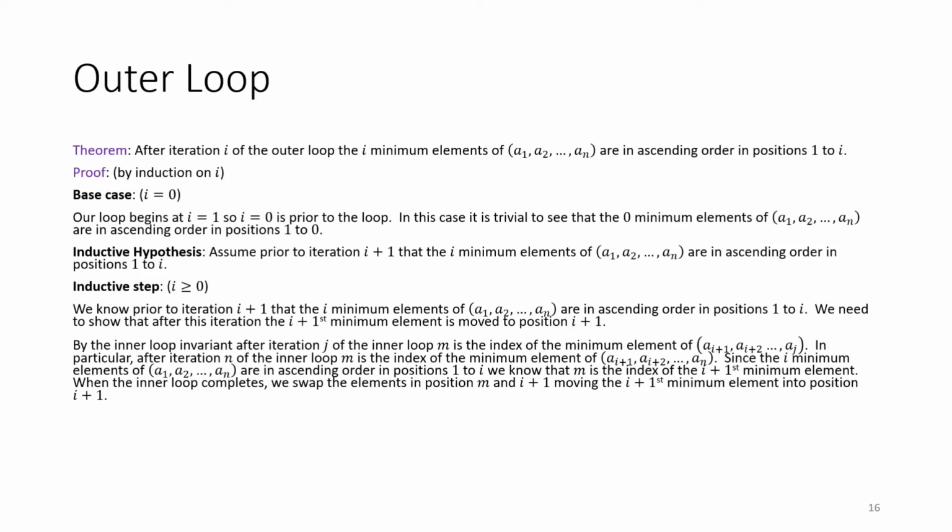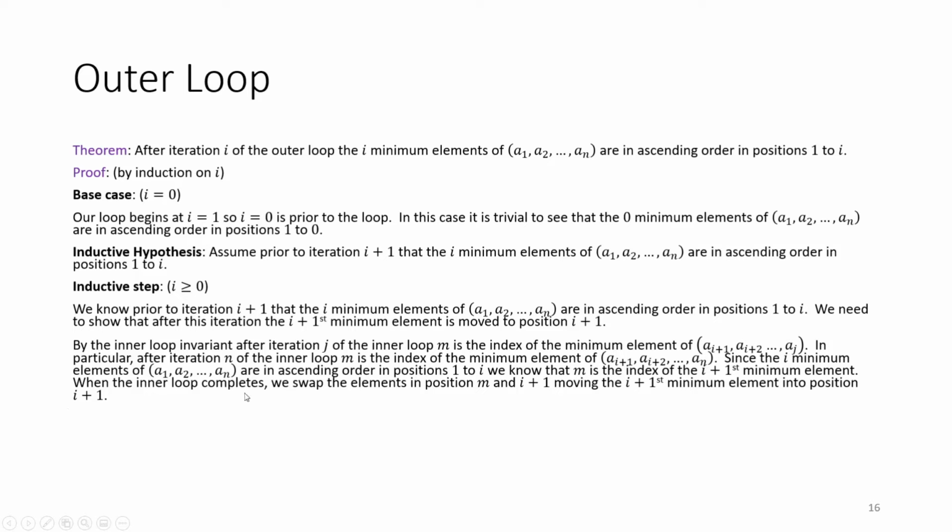So that means we've now found the minimum element of those elements in position I plus 1 up to n. And as I just argued a moment ago, since the I minimum elements are already in the right positions, we know that this minimum element we found out of these elements must be the I plus first minimum element of the whole set. So it was the minimum of what remained, which meant it was the I plus first minimum of the whole set.